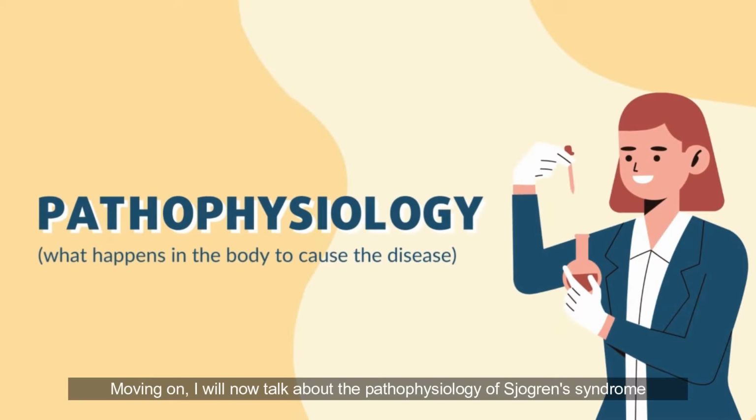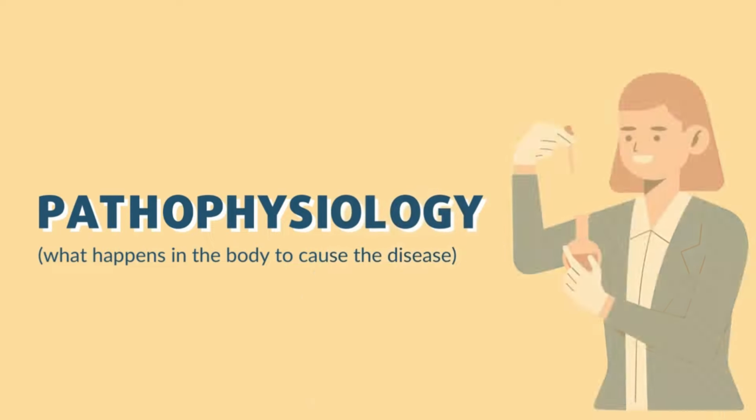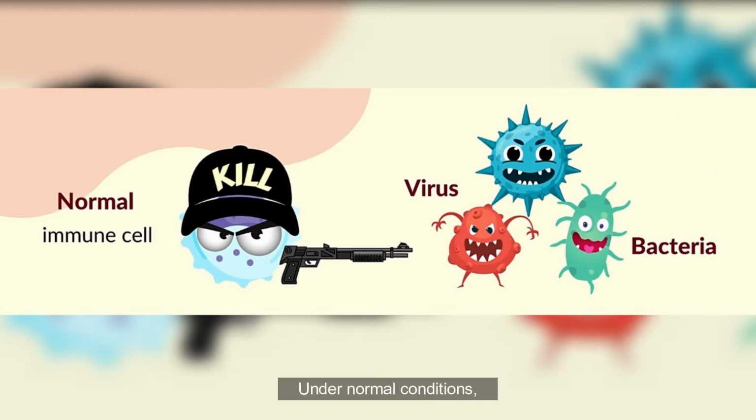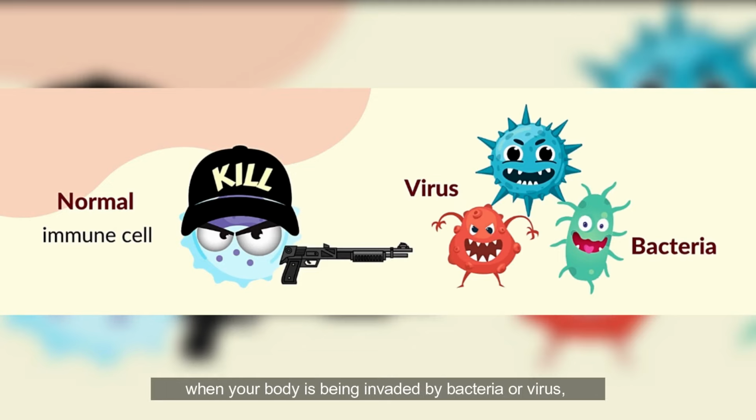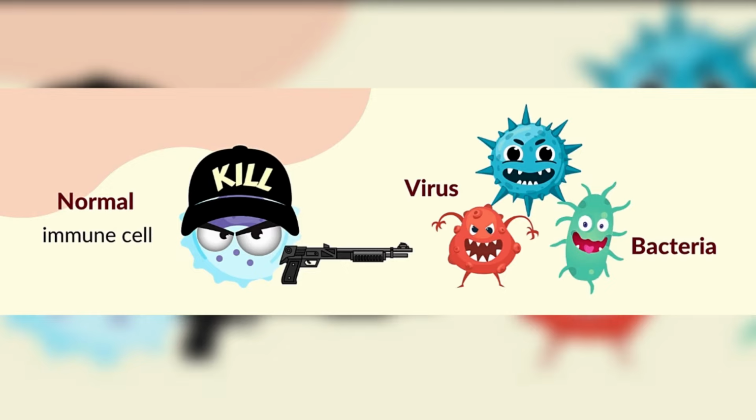Moving on, I will now talk about the pathophysiology of Sjogren's syndrome, which is what happens in the human body that causes this disease. Under normal conditions, when your body is being invaded by bacteria or virus, your own immune system protects you. Your body will produce immune cells that are targeted against the bacteria or virus. Immune cells that are produced will then kill the bacteria or virus.